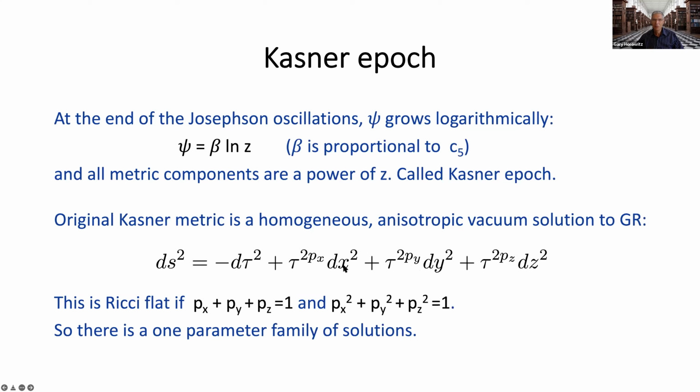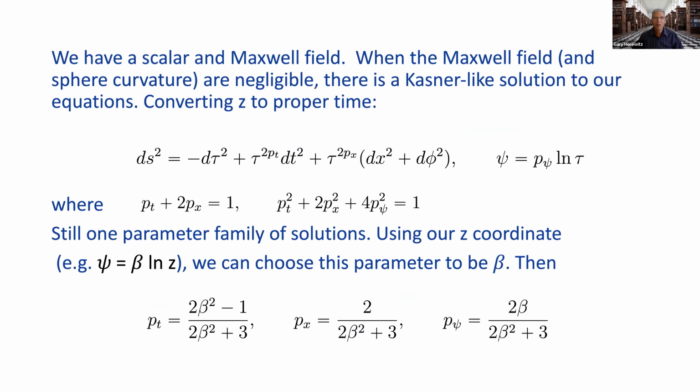The three exponents, px, py, and pz, have to satisfy two conditions for the metric to be Ricci flat. They have to sum to 1, and the sum of the squares has to be 1. You have three exponents, two conditions, so there's a one-parameter family of Kasner solutions, and these are the vacuum ones. Of course, we don't have vacuum GR. We have a scalar field and a Maxwell field. So when the Maxwell field and the curvature on the sphere are both negligible, there's a Kasner-like solution to our equations with the scalar field included.